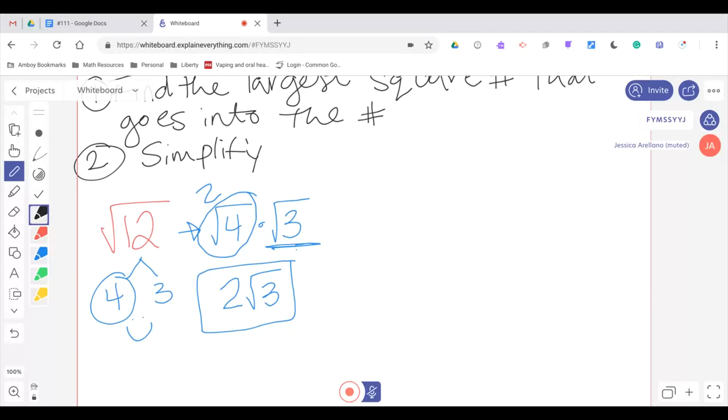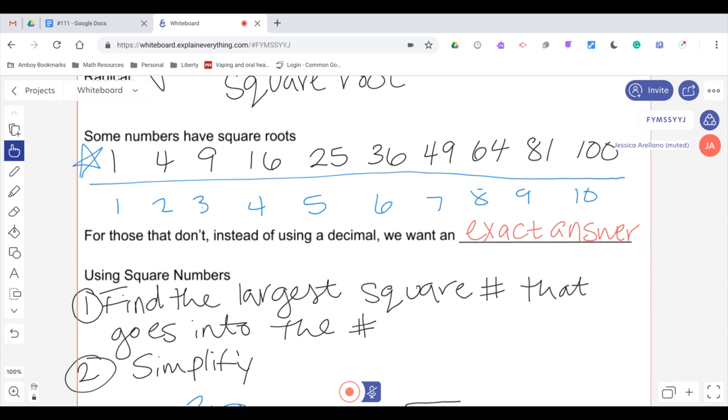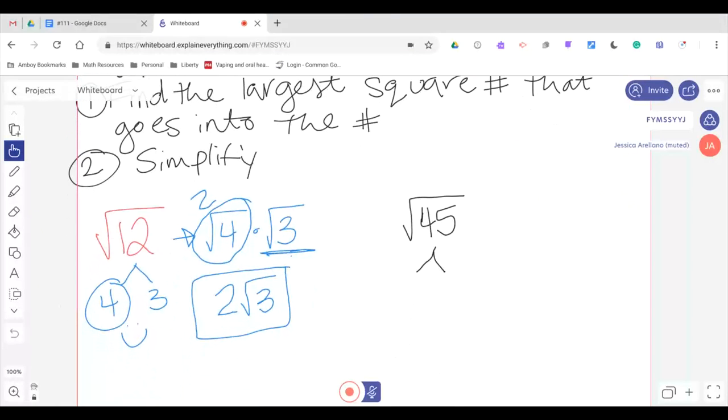Let's do the square root of 45. That's a good one. Okay. Now 45, that's pretty close to a number that has a square root, 49, but it doesn't. So we're going to look at different options. What does 45 break into? So some factors of 45 are like 3 and 15, but neither 3 or 15 have a square root. So we want a number from up here, from our first row, that goes into 45, and the only one I can think of is 9.